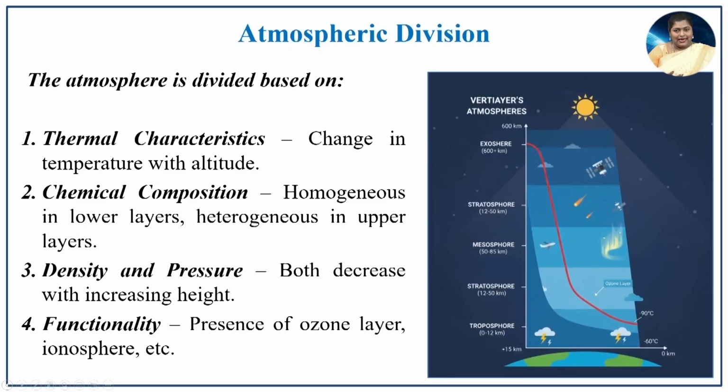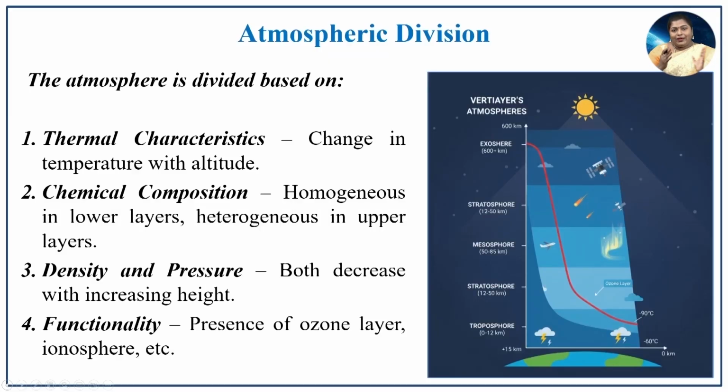Atmospheric divisions: the divisions based on thermal characteristics, that is, the change in temperature with altitude. We will be discussing in each and every layer how there is a deviation or difference in the temperature with increasing heights. Next, the chemical composition. What are the chemical compositions of the atmosphere?